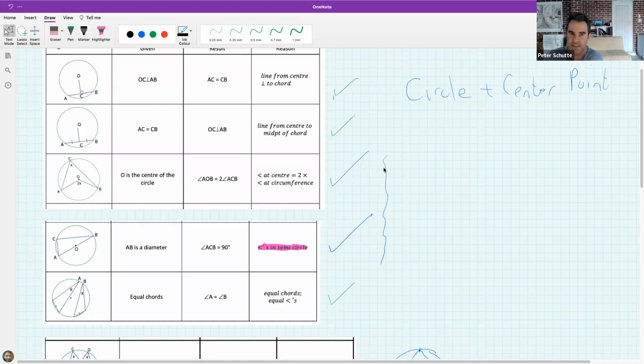But in my brain, when I think of circle geometry, I think of circles and the center, circles and cyclic quads, and circles and tangents. And then that's how I begin to store my learning.